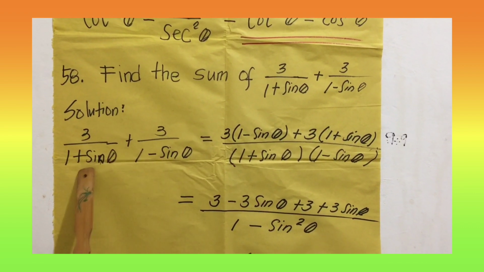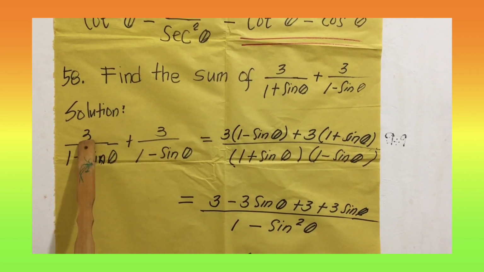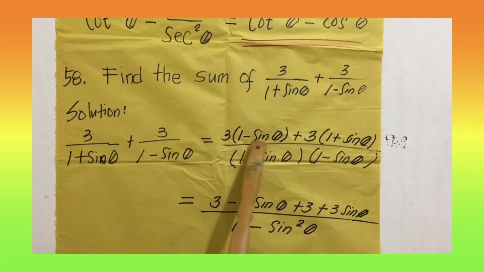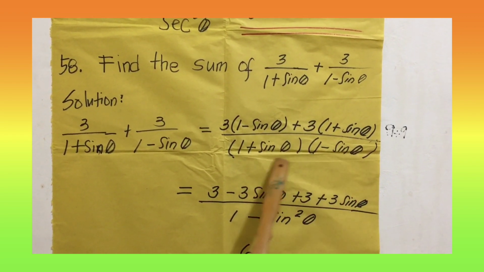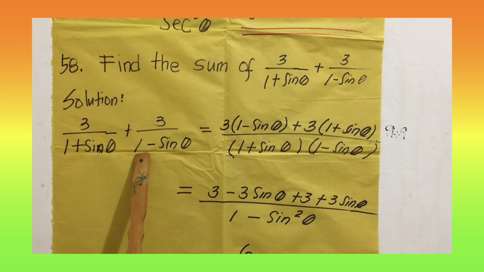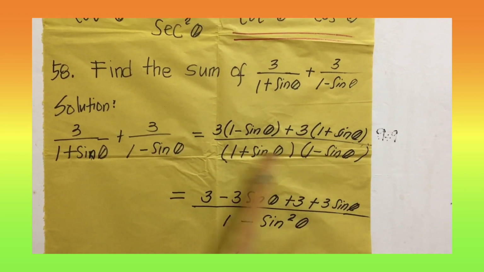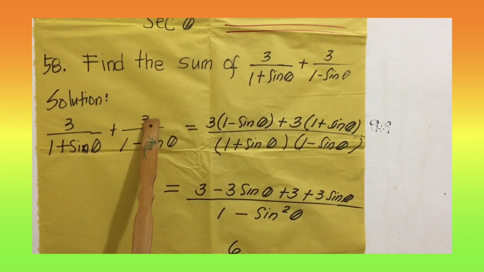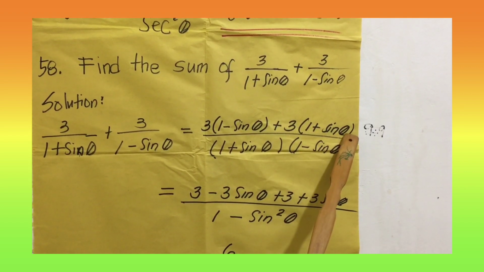So this will be the same, so cancel. The remaining is 1 minus sine theta multiplied to the numerator. That's why we have 3 quantity 1 minus sine theta, then plus, copy, then we're going to divide again this LCD. Okay, 1 minus sine theta, 1 minus sine theta, cancel this one, so the remaining is 1 plus sine theta times the numerator. So that's why we have 3 times quantity 1 plus sine theta.